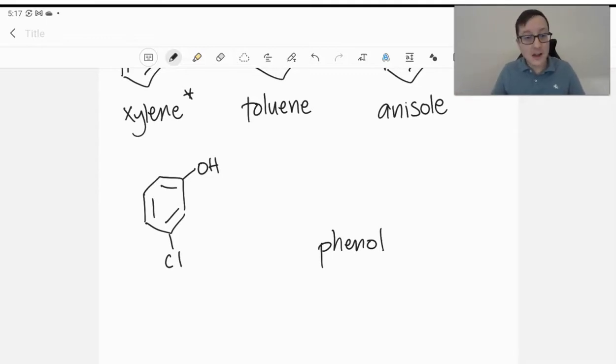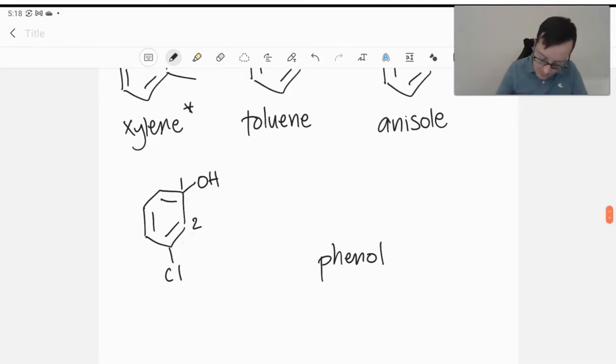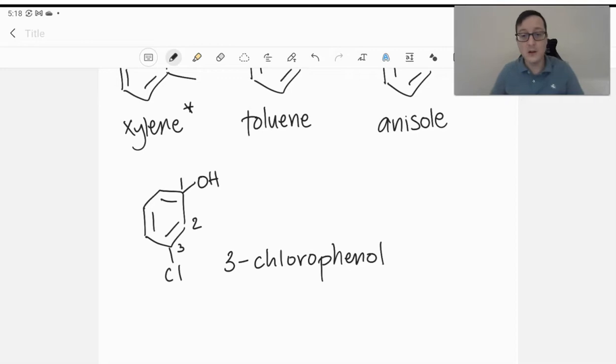Once we've identified our highest priority group, we're going to assign the locator numbers. Your locator number that is lowest should always go to the carbon that holds the highest priority group. So this will be carbon 1. And of course, because we always want the lowest number of carbons, we will assign the chlorine to position 3. Right, the other option, if we started counting the other way, would be 5, but we always want the lowest possible numbers. So we would simply call this 3-chlorophenol.